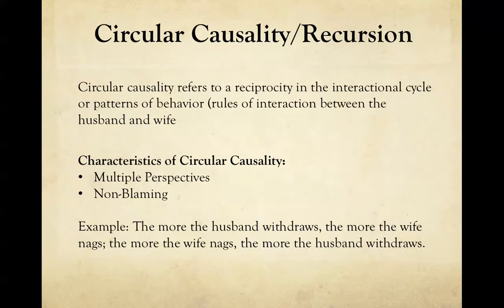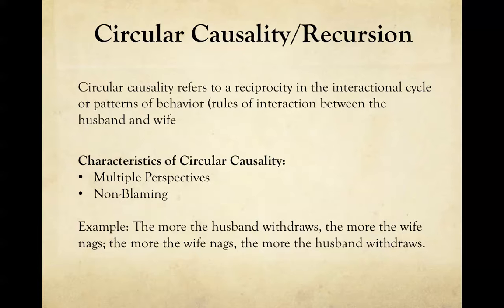We're going to go back to the same example that I used when talking about linear causality. So when we talk about patterns of behavior, what we're talking about here are the rules of interaction between the husband and the wife. So there's a reciprocity in the interactional cycle. What the husband does influences what the wife does, which then influences what the husband does, which then influences what the wife does, and on and on and on in this reciprocal, interactive, patterned process.